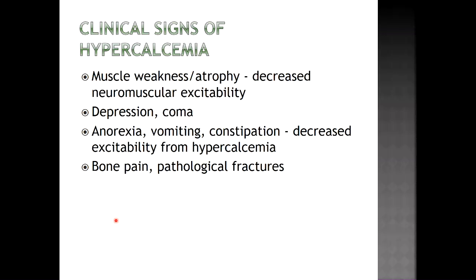You can see depression and coma, anorexia, vomiting, and constipation because you have gut stasis from hypercalcemia. You can see bone pain and pathologic fractures. And that's going to be something where you have a hormone like hyperparathyroidism, where it's pulling stuff out of your bone, or cancer, either in the bone, or cancer like lymphoma that's then causing osteoclast activity. So something that's working on the bone would do that. Not very common unless you have bone cancer.